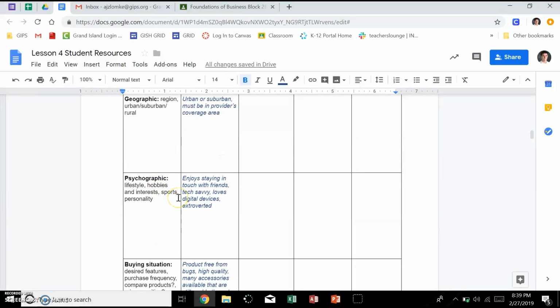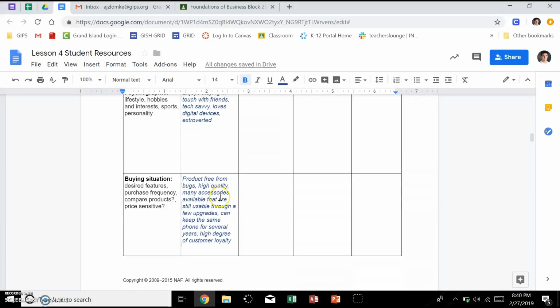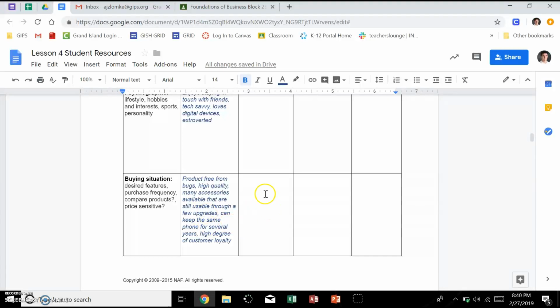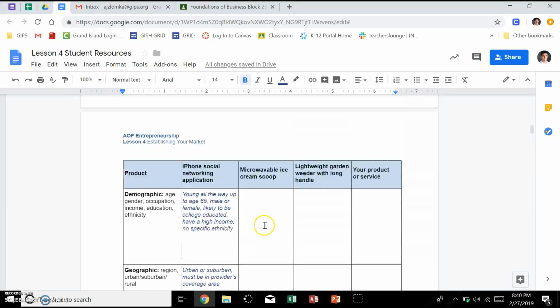Psychographic information: lifestyle, hobbies, interests. This allows us to determine what things they like to do. Where do they go? Where can we find our customers? Maybe something about their lifestyle helps us design a product that would fit them. And then what are their buying situations? What kind of features do they need to be happy? When you're thinking about the ice cream scoop, we might be thinking: is it easy to clean? Does it have a button on the side to release the ice cream? And all those kinds of things.